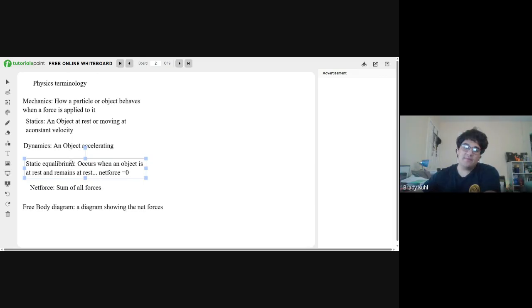Static equilibrium is a state where an object is not moving and remains at rest. Most of the problems are going to be static equilibrium, or statics, because you're dealing with constant velocity, and net force is the sum of all forces. And the free body diagram is a diagram showing all the forces.